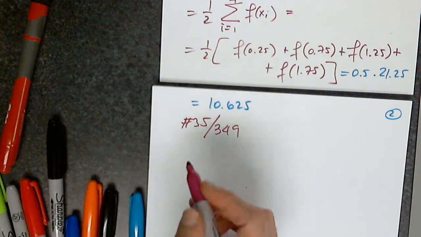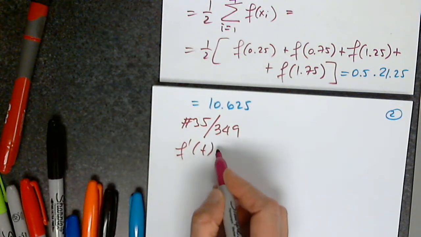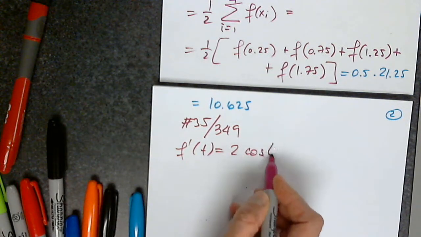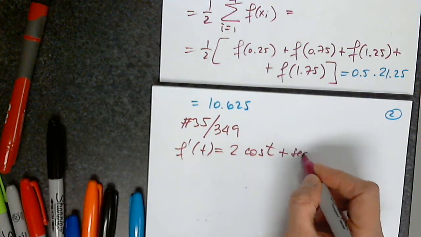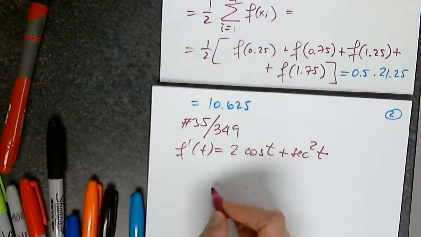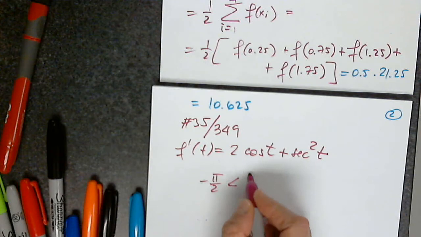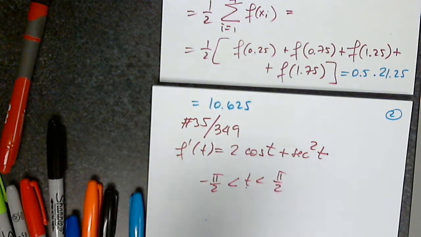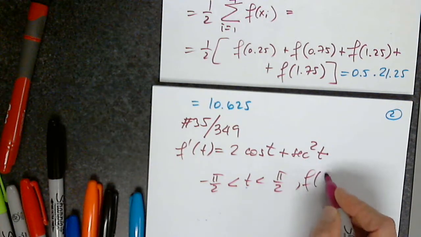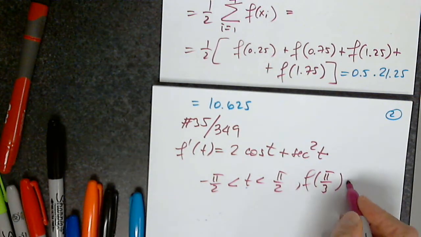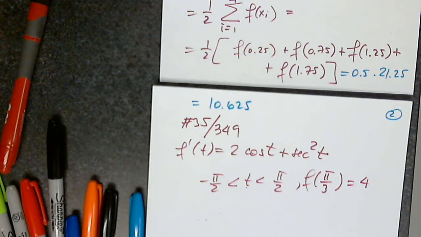So we have f prime of t equals 2 cosine t plus secant squared. Is this the one? That is it. And the interval is negative pi over 2 to pi over 2. So that's the first and the fourth quadrants. And we are given that f of pi over 3 is 4. And the question is asking us to find f.